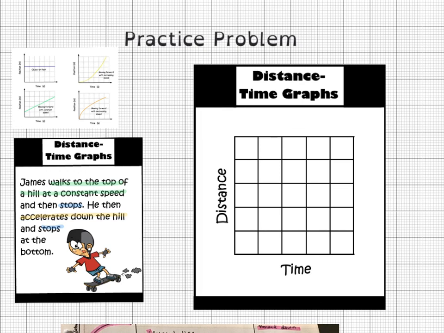So I want you to give it your best shot. Tell me what you think is going to happen. Show me what you think it should kind of look like. I don't expect it to be perfect.